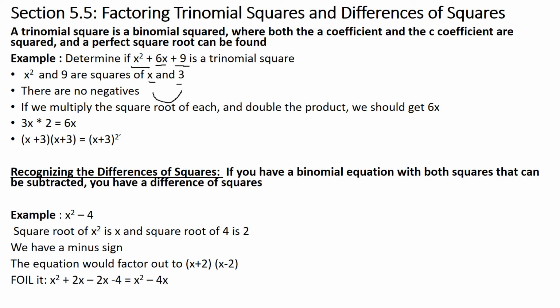The second one is a difference of squares. It's very similar, except you've got two perfect squares, but you're subtracting one from the other. There's a perfect square there, x squared. There's a perfect square there, 4. Because x times x is x squared, and 2 times 2 is 4. But there's a minus sign here. And what you get for final answer is x plus 2 times x minus 2.